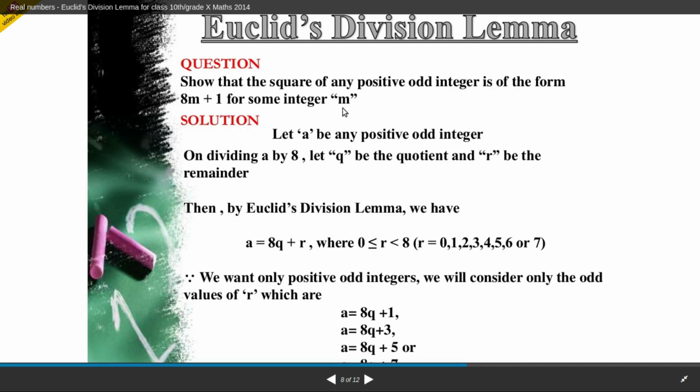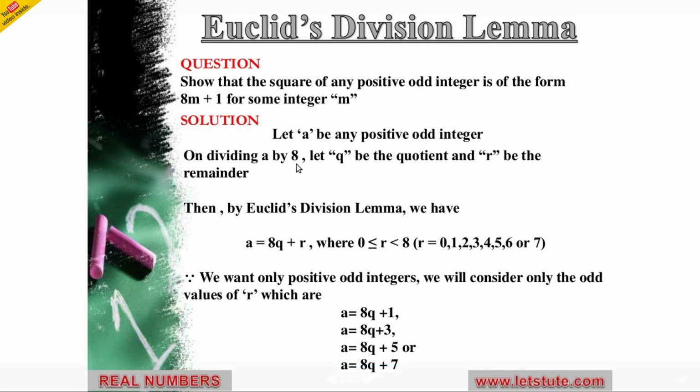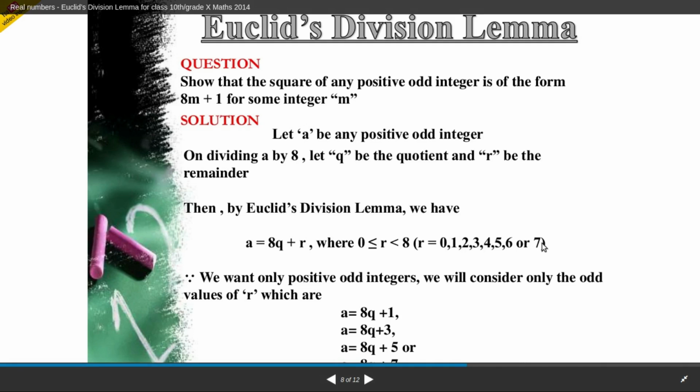So first what I need to take, let a be any positive odd integer, because we need to prove that the square of this positive odd integer is of the form 8m plus 1. So if I take a positive odd integer and then I need to express it in the form of 8m plus 1, 8 will become the divisor. So I need to divide this a by 8 and then again q be the quotient and r be the remainder. What are the possible values of r? So if 8 is the divisor, so what is 8? 8 is b, right? So what is the value of r? It will be greater than or equal to 0 and then less than 8. So these are the possible values of r, right?